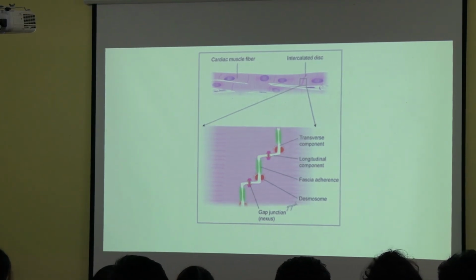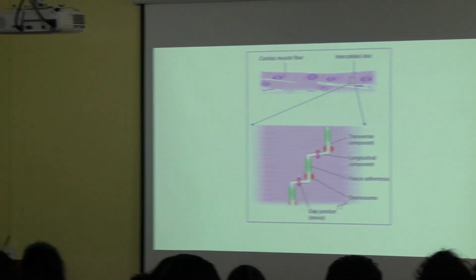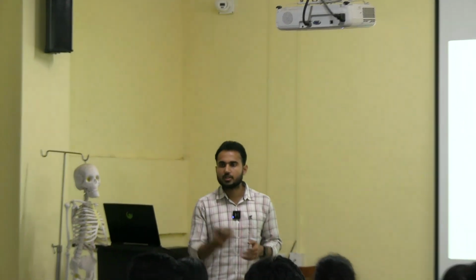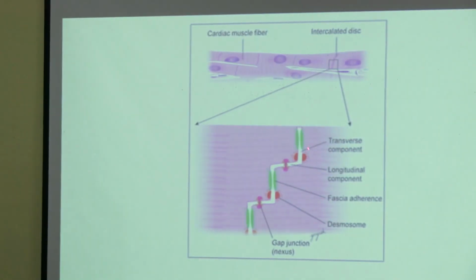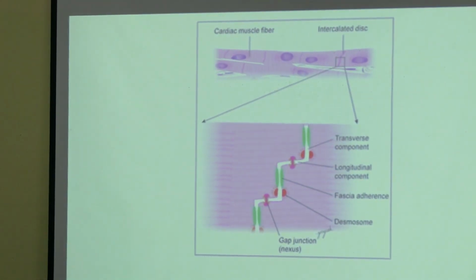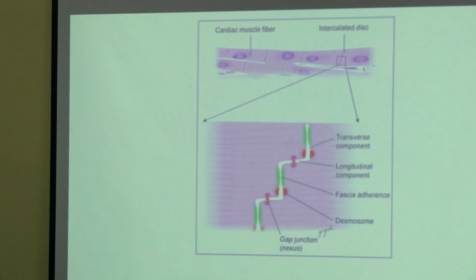Now, if you magnify the intercalated disc, generally not under a normal microscope, an electron microscope is required. At that time, you will see this structure. You can see the transverse component and you can see the longitudinal component.